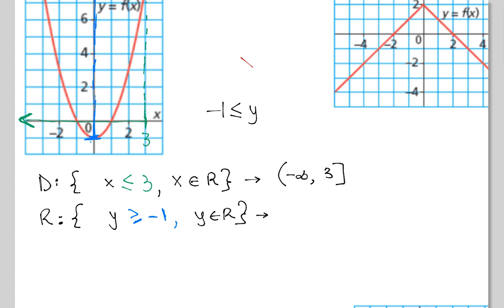It's y is greater than or equal to -1. So you start at -1, so square bracket means you touch it, comma, and then infinity, and then round bracket. The round bracket means you don't touch it, because you can't touch infinity. Oh, you can touch 3 because it's a square bracket.